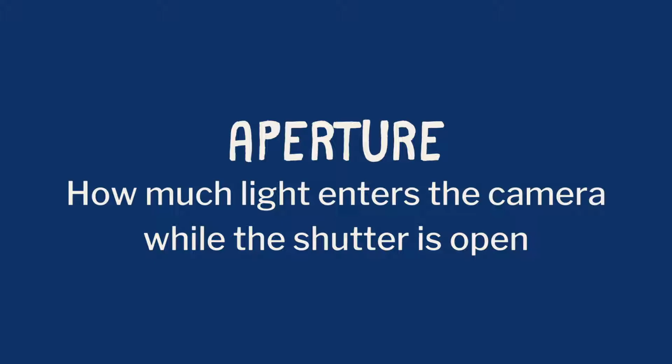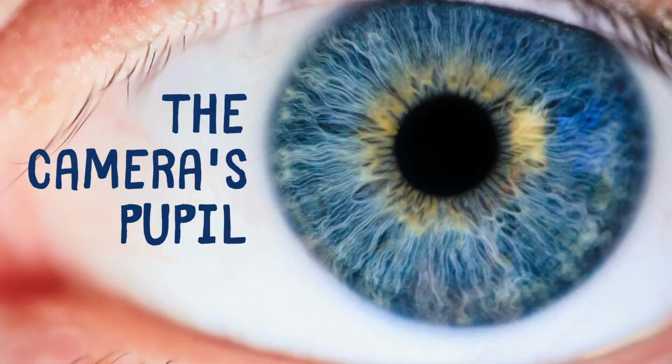Aperture refers to the amount of light that is being let in through the lens every time that shutter is open. Your lens is made up of lots of different parts, but the aperture can be adjusted to let in more or less light through this hole. So you should think of the aperture like your camera's pupil.